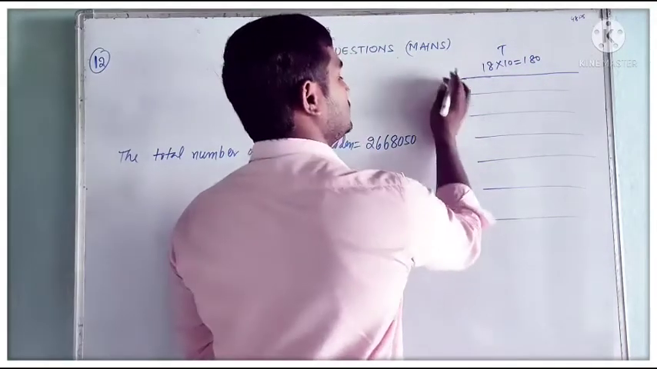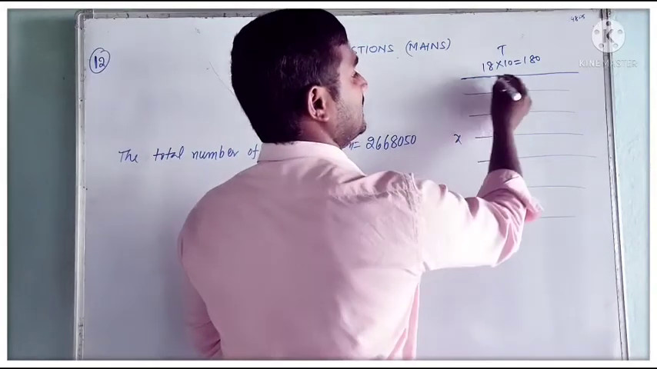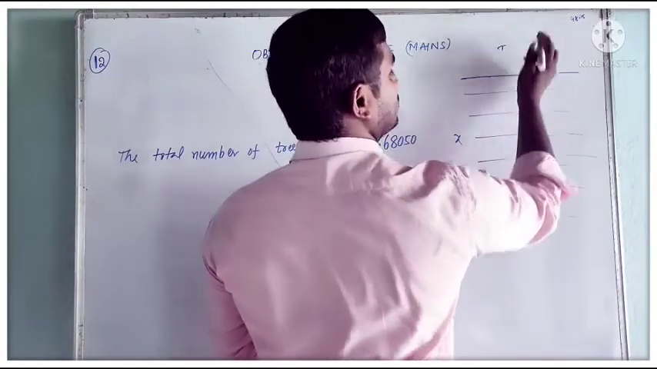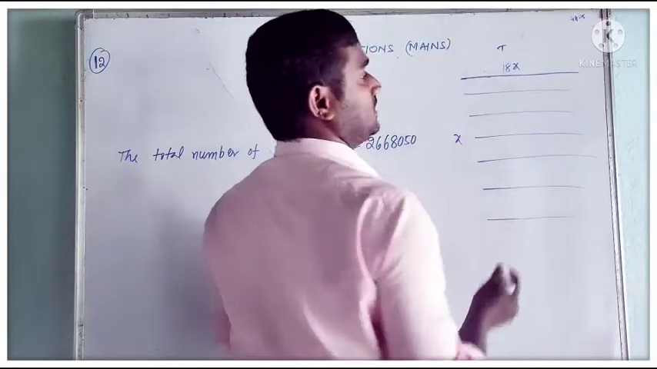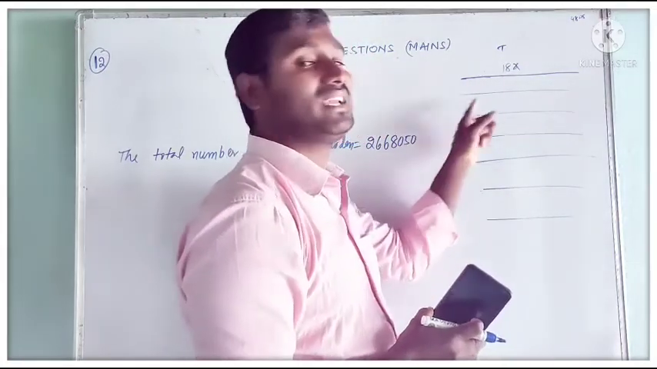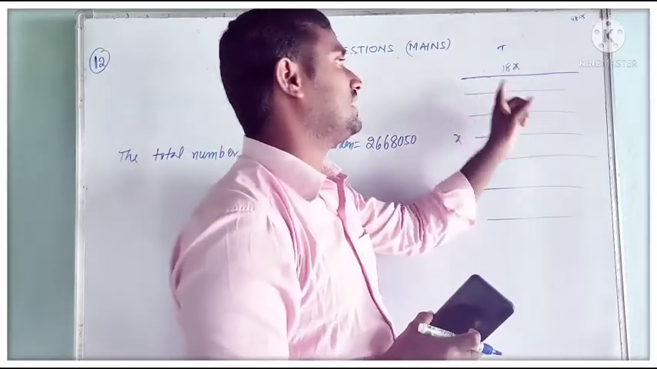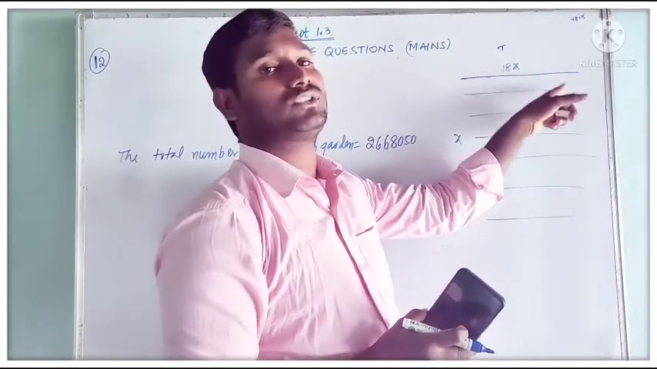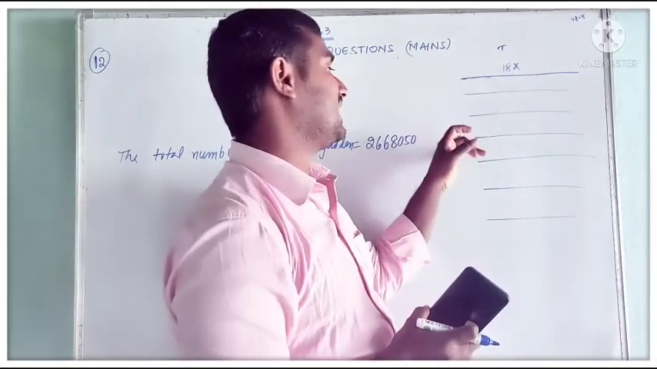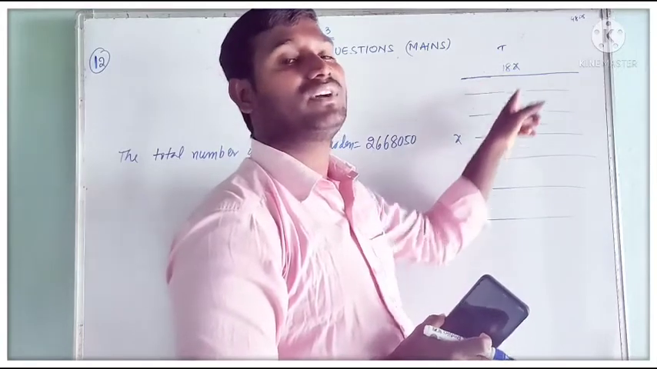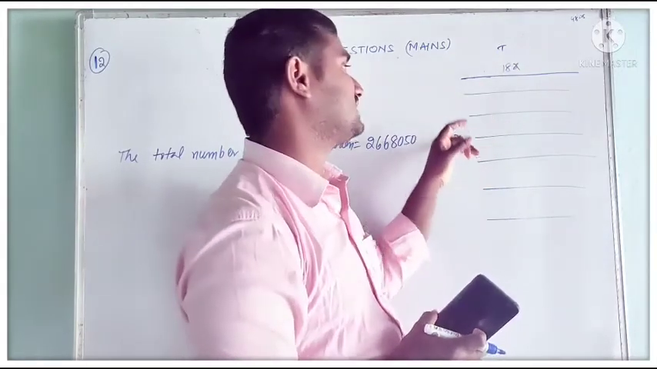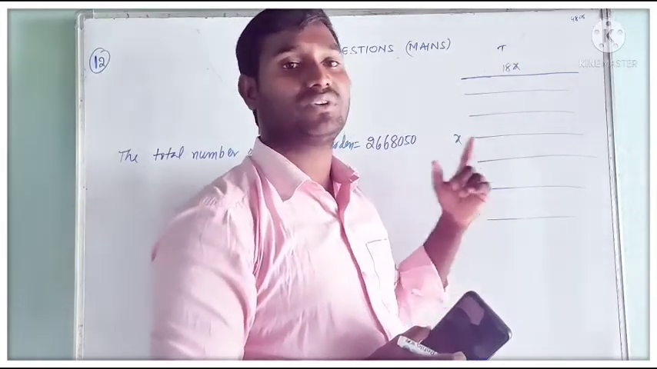Like that, suppose the number of rows is x, then the number of trees in each row is 18x. Then can you say the total number of trees in the garden? That is the number of rows into the number of trees in each row, that is x into 18x. The total number of trees in the garden equals x into 18x. I think you got it.